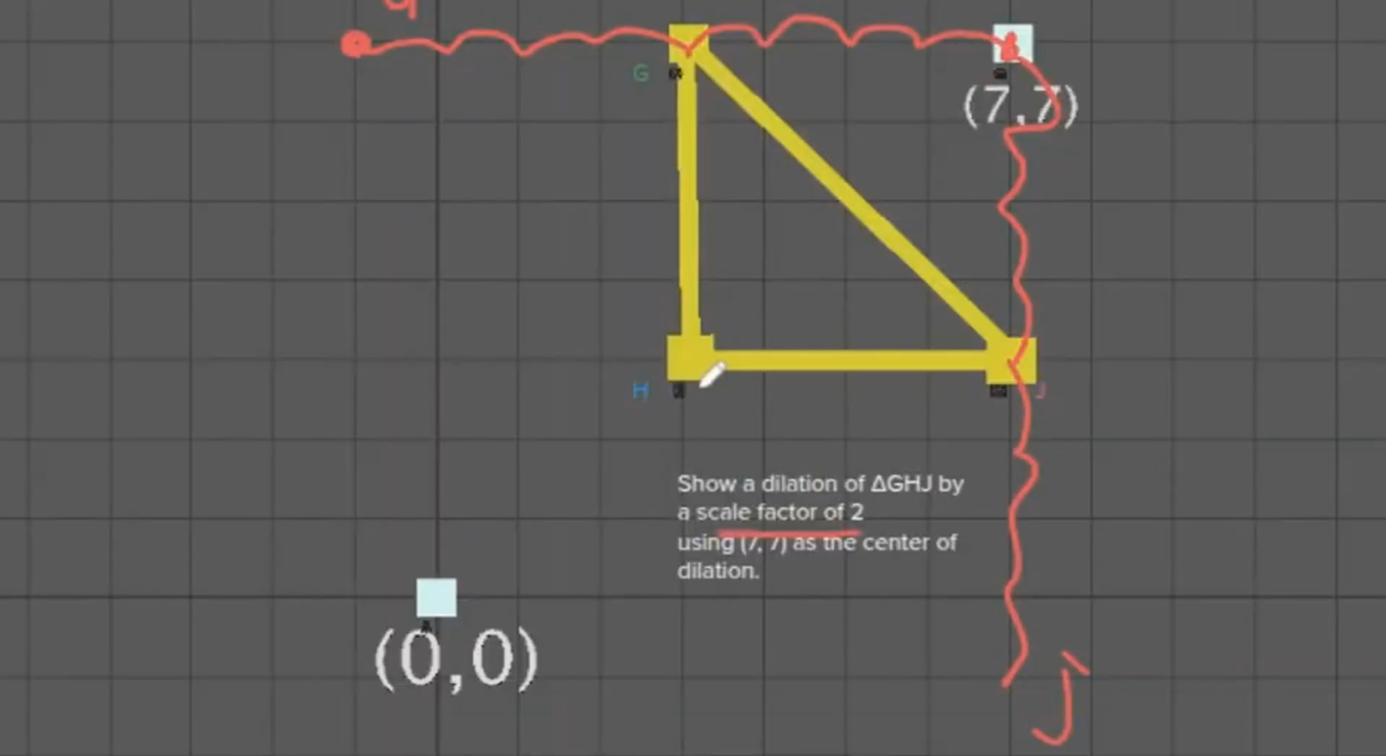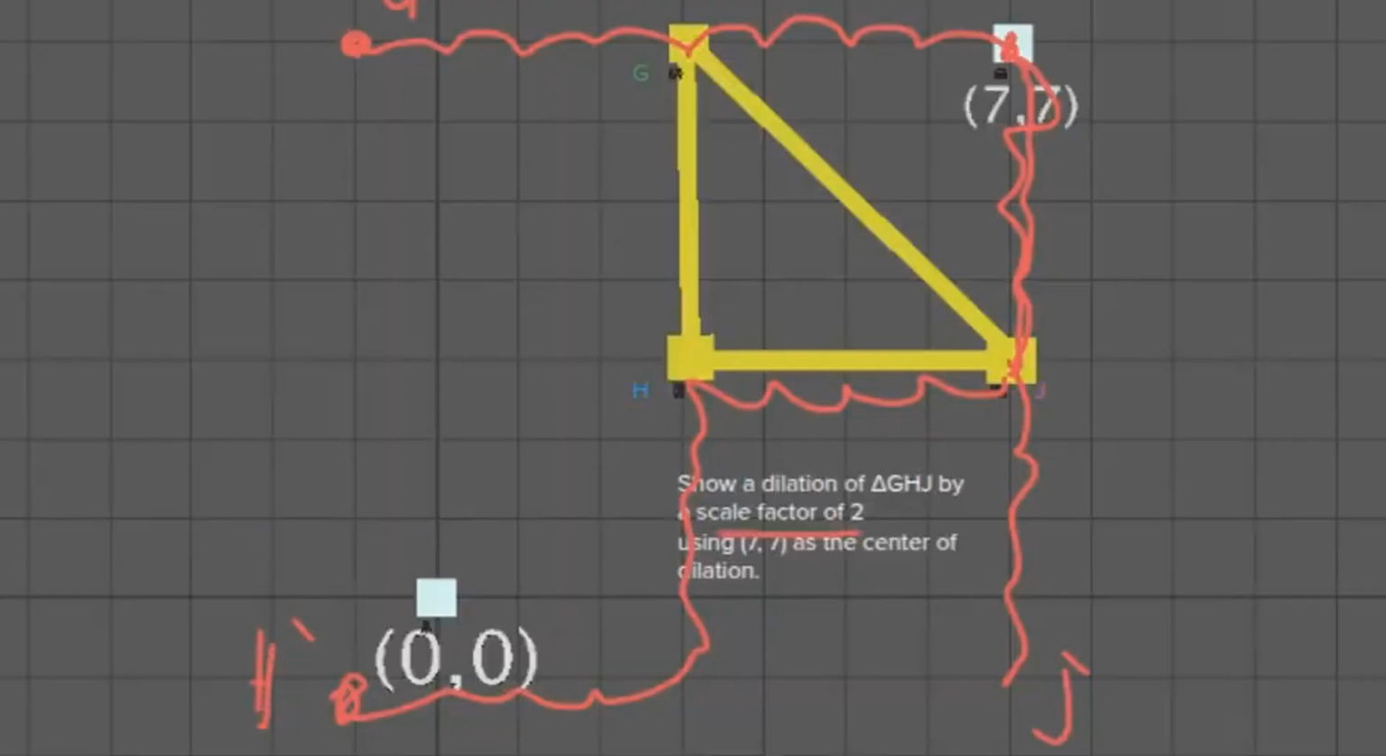Okay, now we're going to go to H, but that's a little different because it's not on the same line. So for this one, we just have to go down to the same y coordinate as H. 1, 2, 3, 4, and then we're going to go left to H. 1, 2, 3, 4. We just have to do it one more time because the scale factor is 2, so we have to do it 2 times. 1, 2, 3, 4, and 1, 2, 3, 4. So here is going to be our new H.